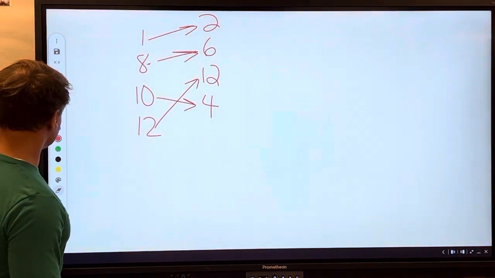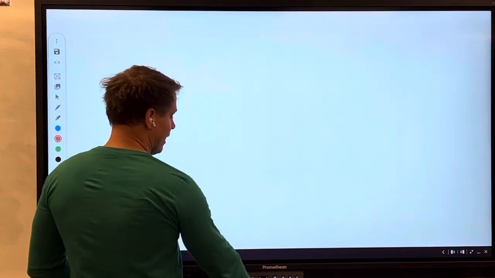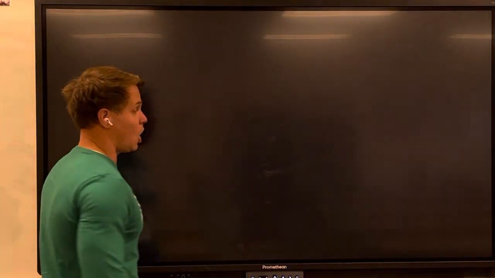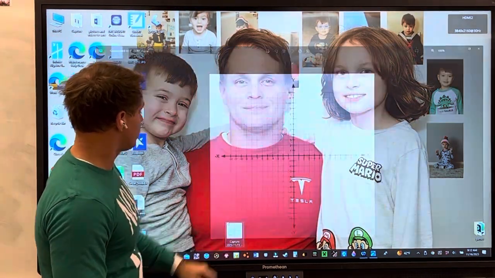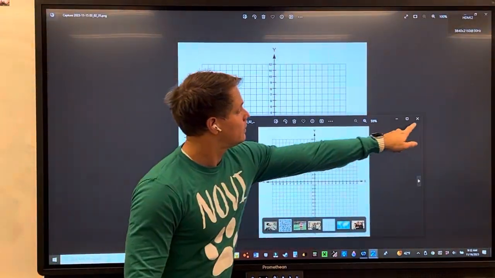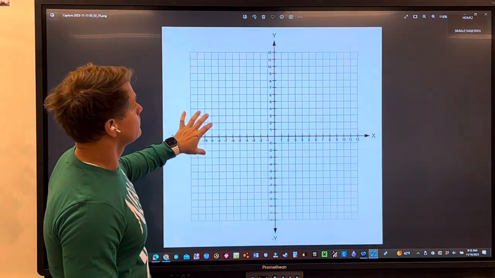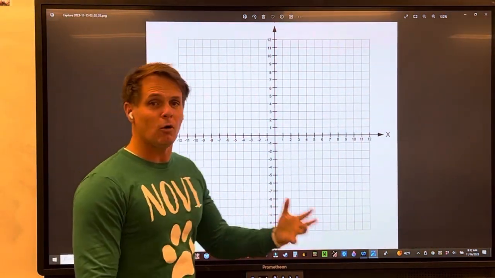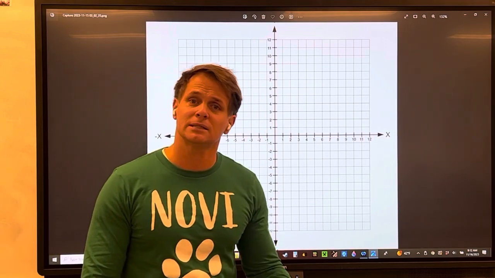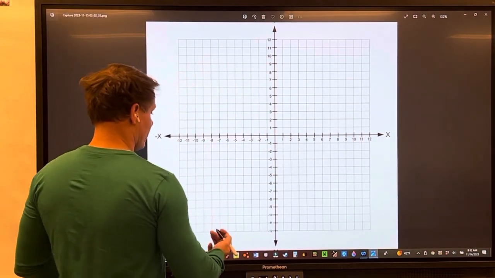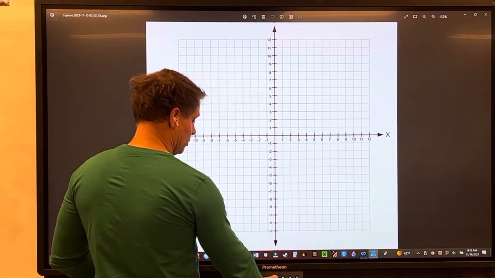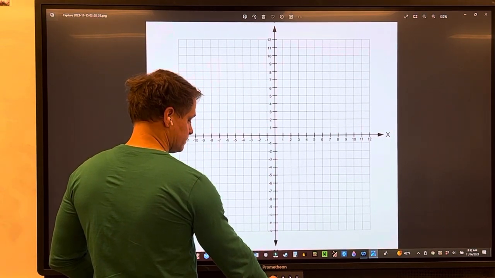Now something a little bit different. Let's say now that I have a graph. Now instead of a table or a list of points, I have something visual like a graph. And let's say I have something simple like a line, for example.